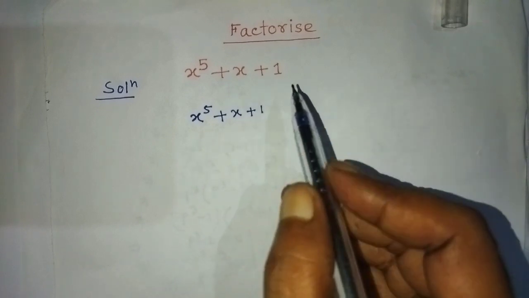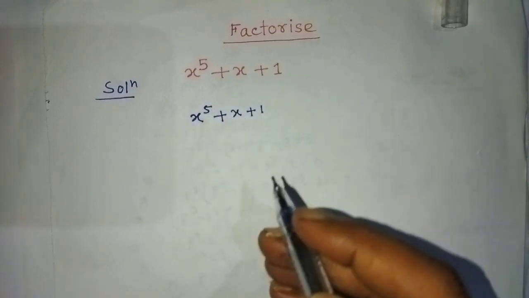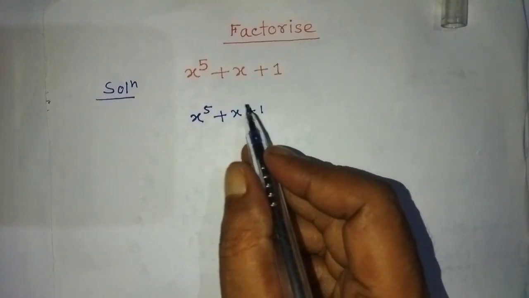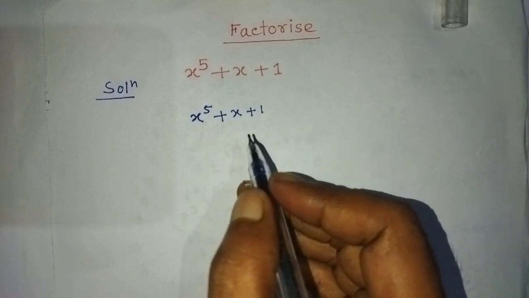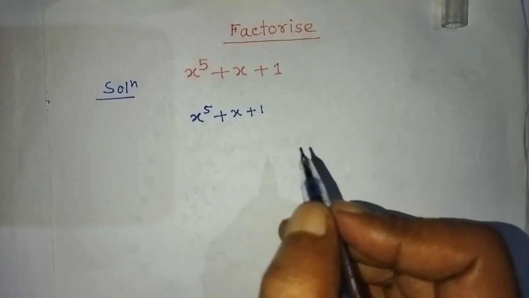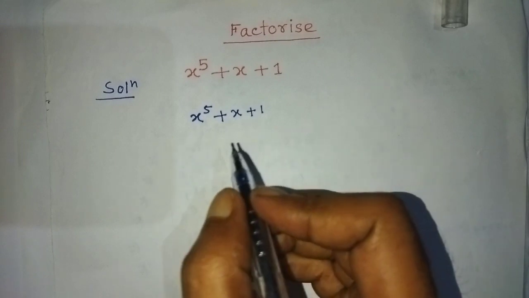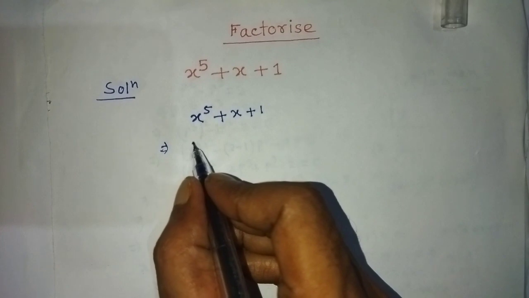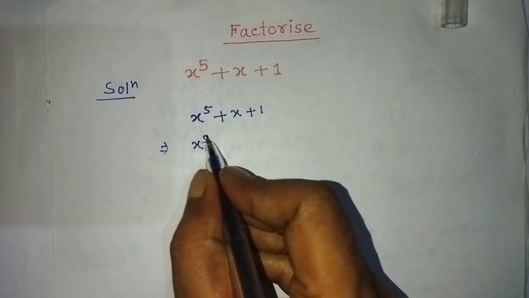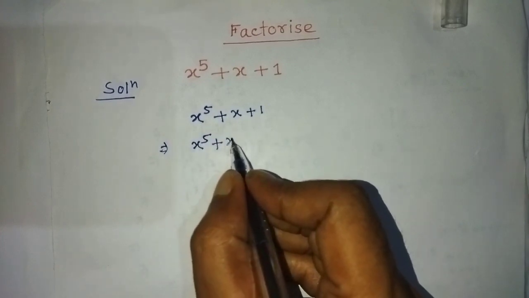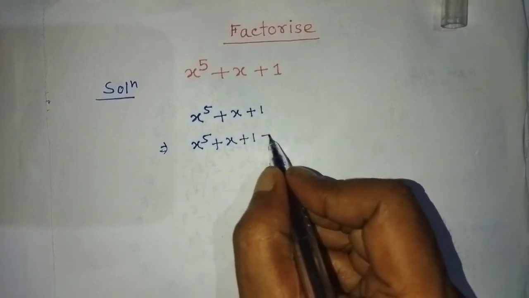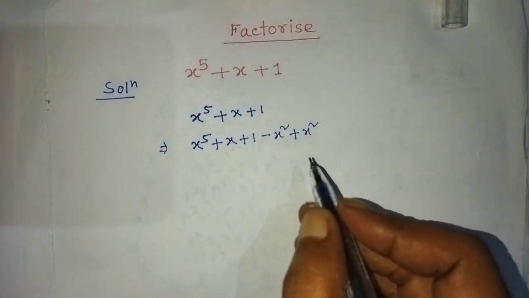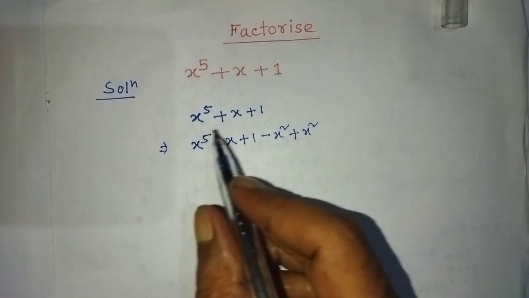So student, to factorize this algebraic expression, we have to add and subtract the term x square to it. If you add and subtract x square, then the algebraic expression becomes x to the power 5 plus x plus 1 minus x square plus x square. The same terms we have to add and subtract.